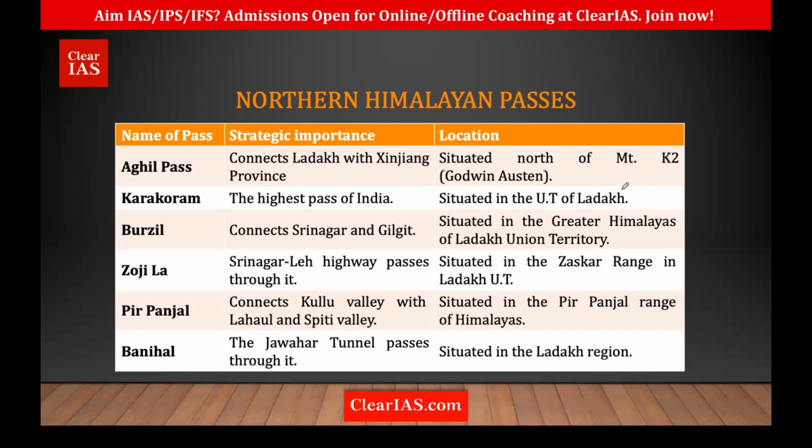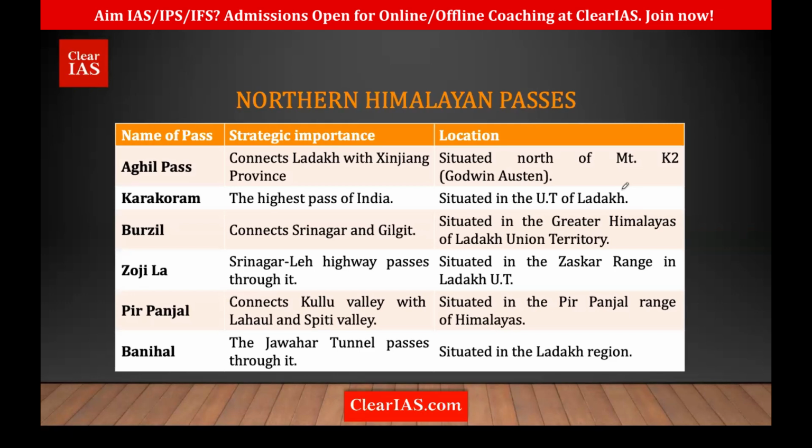Burjil and Zojila are also very important. So Burjil Pass actually connects Srinagar and Gilgit region. That is, Jammu and Kashmir is connected to the Gilgit region. And it is situated in the Great Himalayas, in the Ladakh territory. So Burjil is on the Great Himalayas and it connects the Srinagar and Gilgit. Zojila is also another important pass and it is on the Zaskar range.